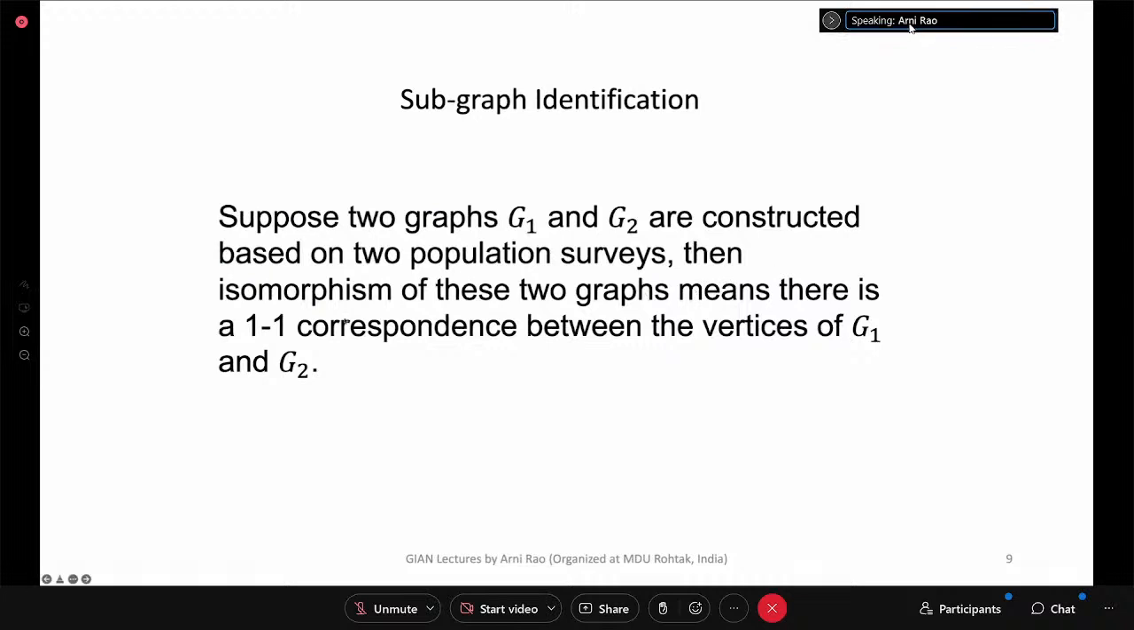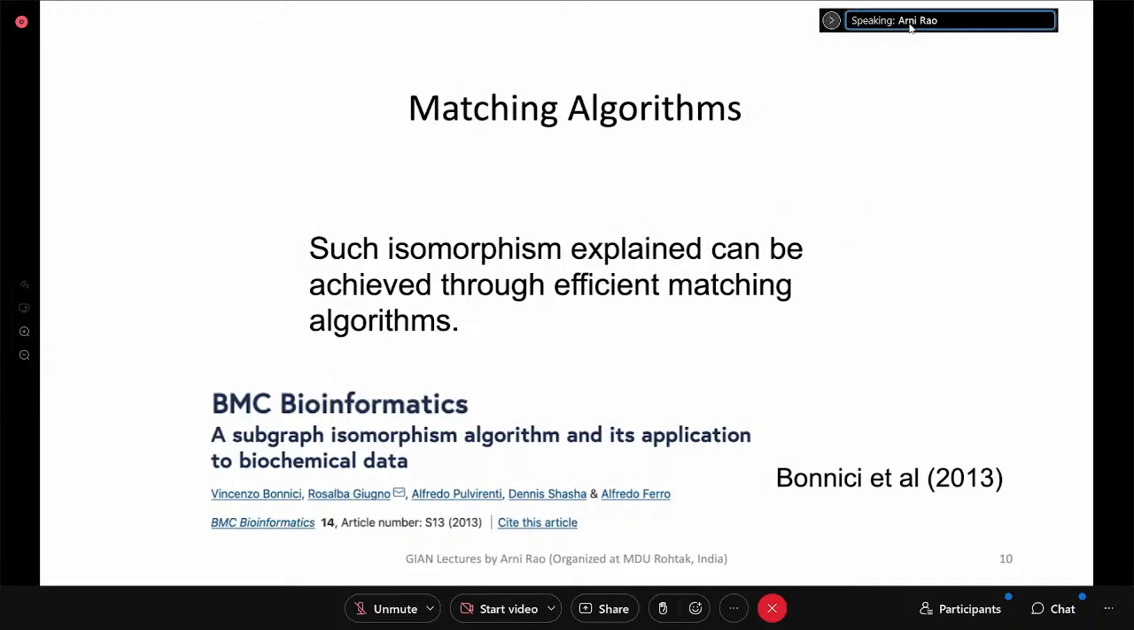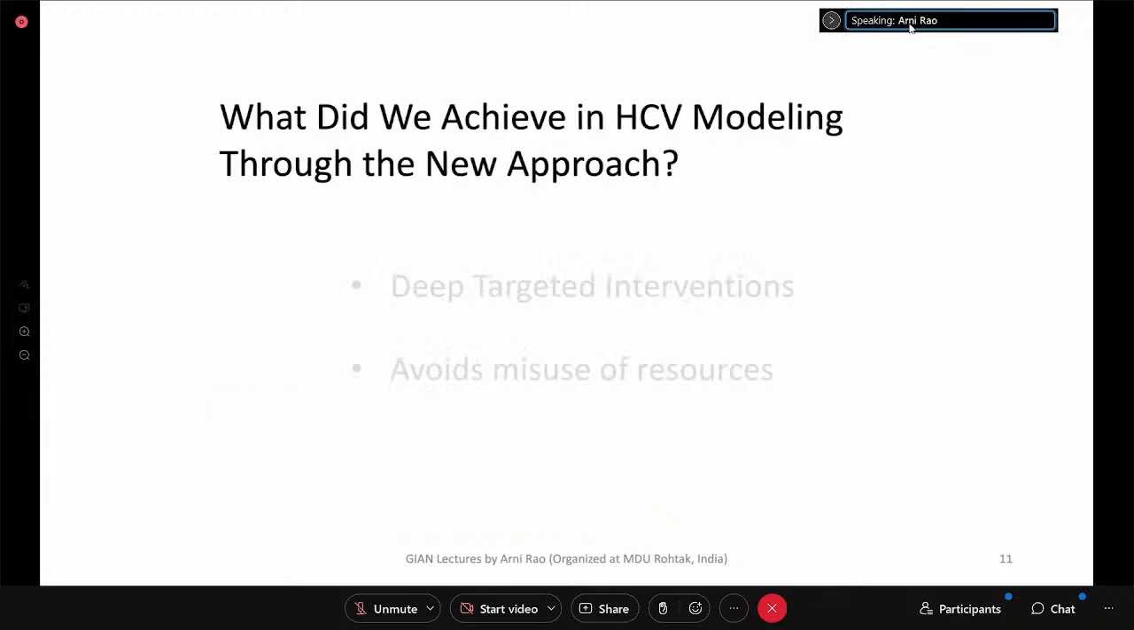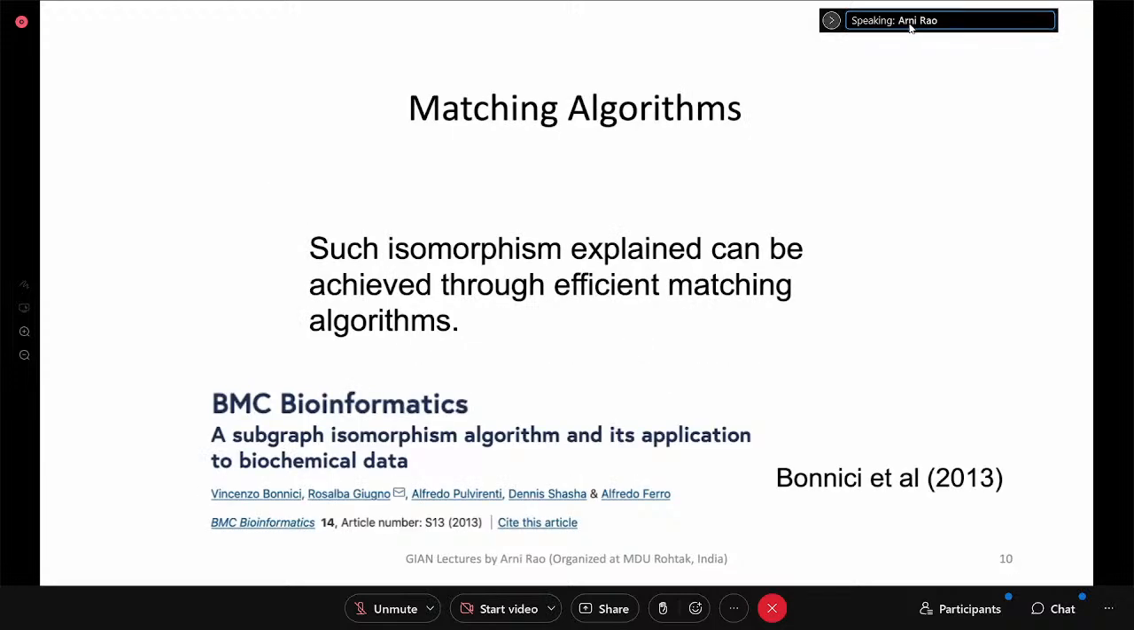Then isomorphism of two graphs means that there is a one-to-one correspondence between these two graphs based on the vertices and the edges. This kind of isomorphism we can use for formulating an algorithm that can match based on the traits. For example, this article by Bonici came up with a nice algorithm. When a large number of networks are there, this kind of algorithm is used efficiently for creating the matching between the two graphs.